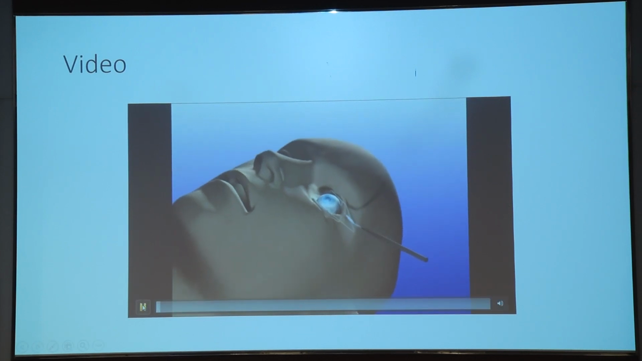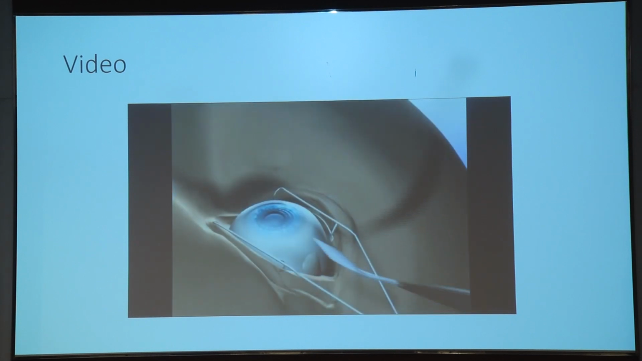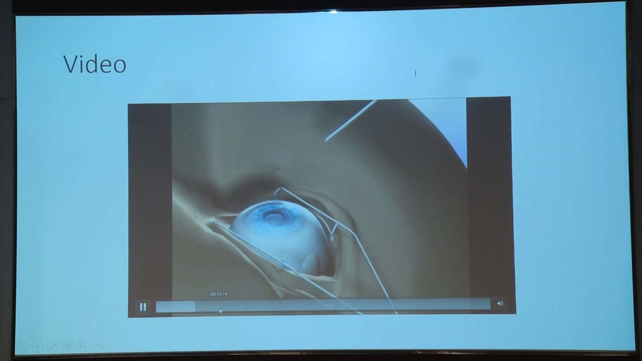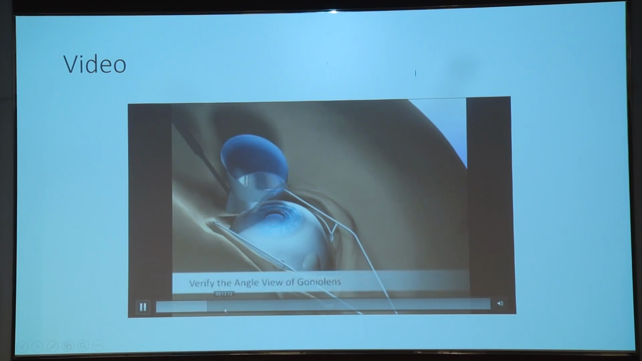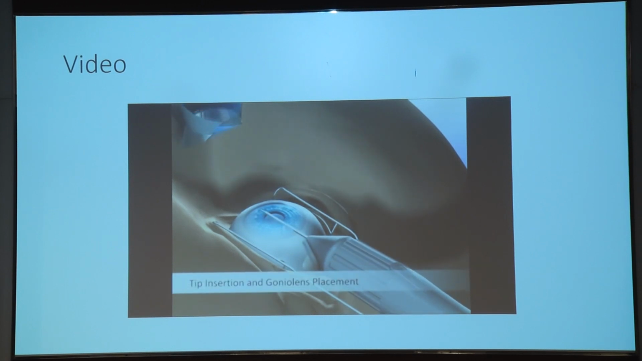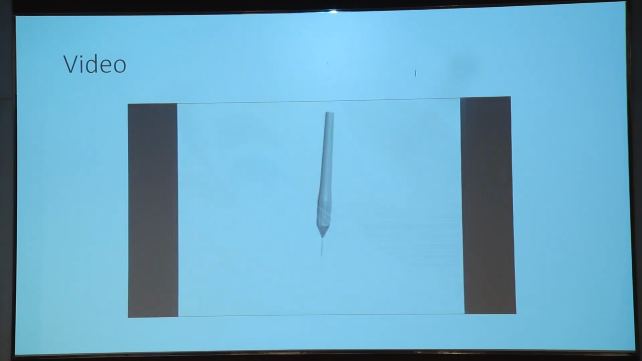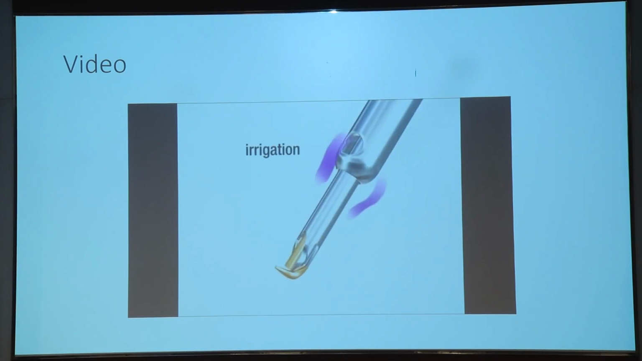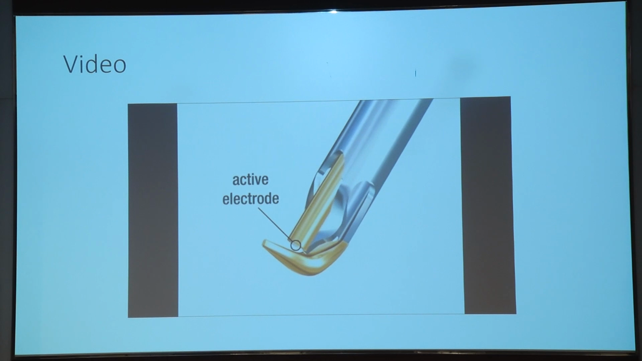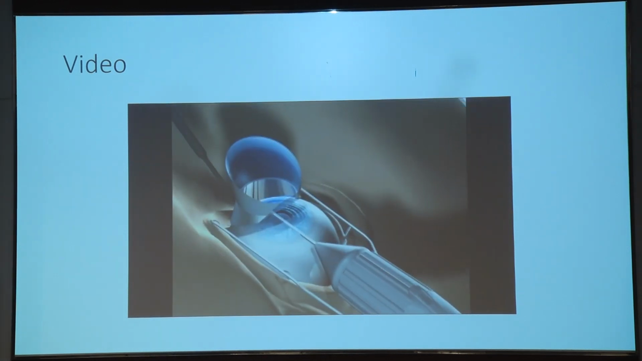This is the animation video wherein a 1.8 millimeter clear corneal incision is made, and the viscoelastic is placed over the cornea. It's very important to verify the angle view before starting the procedure. And this is the probe with the insulated tip. The irrigation is coming from the side and aspiration at the tip. And this is the active electrode for the ablation and insulated foot plate.